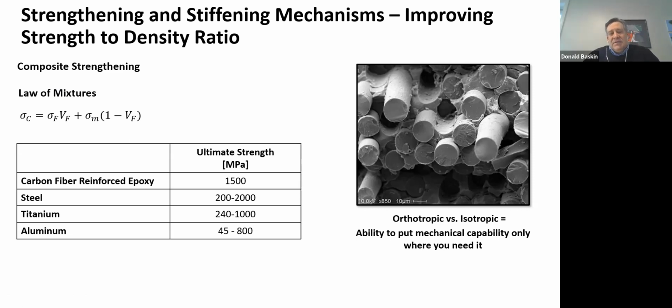Now, composites don't always have to be made with a polymer. There certainly are metal matrix composites. There certainly are ceramic matrix composites. So I want you to realize that there are other composite materials besides just polymers and epoxy and carbon fiber.